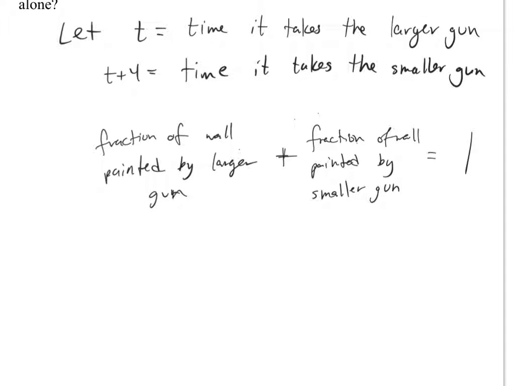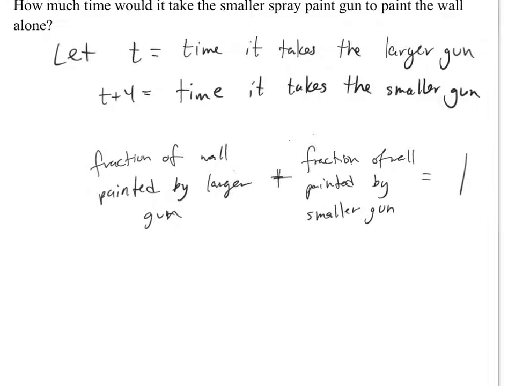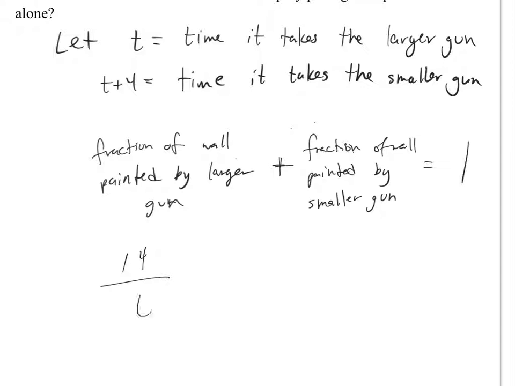So if you think about this for a quick second, right? How long does it take the larger gun to do it by itself? Let's say it takes 25 hours, the larger gun by itself. 14 out of 25 would give you the fraction of the wall painted in 14 hours by that gun. If it literally takes me 25 hours to do this by myself, but when I'm working with someone else I only have to do 14 hours' worth, I'm doing 14 25ths of what I would have done. So in reality, you're going to end up with exactly what they said: 14 over t plus 14 over t plus 4 equals 1. You could have done it either way.